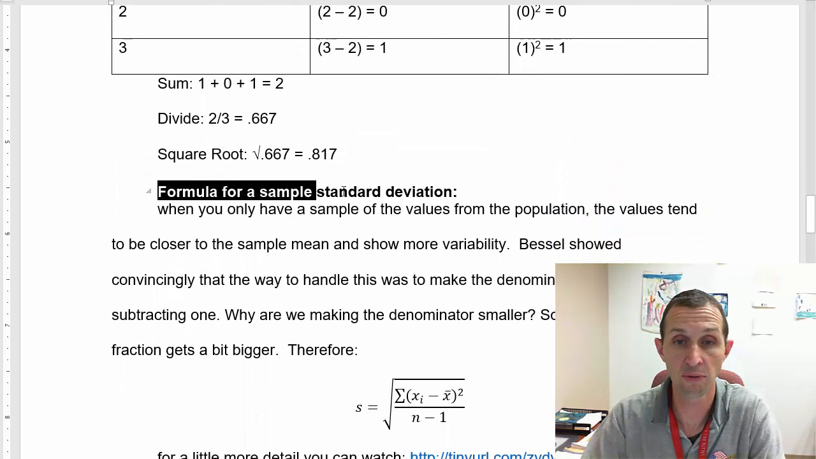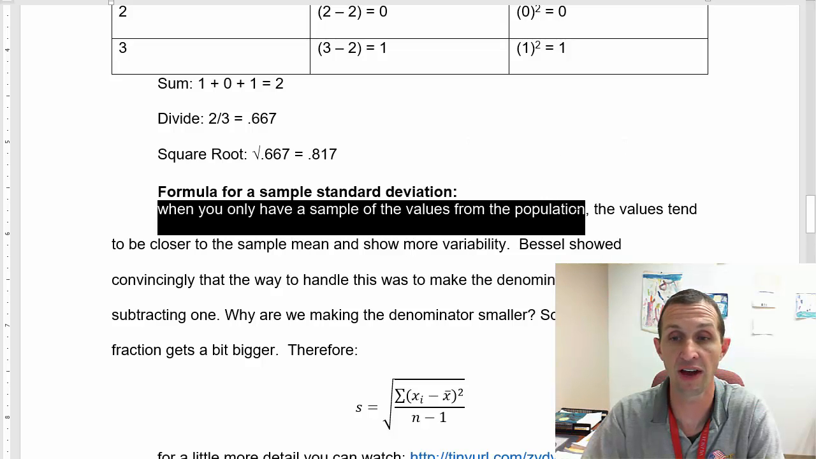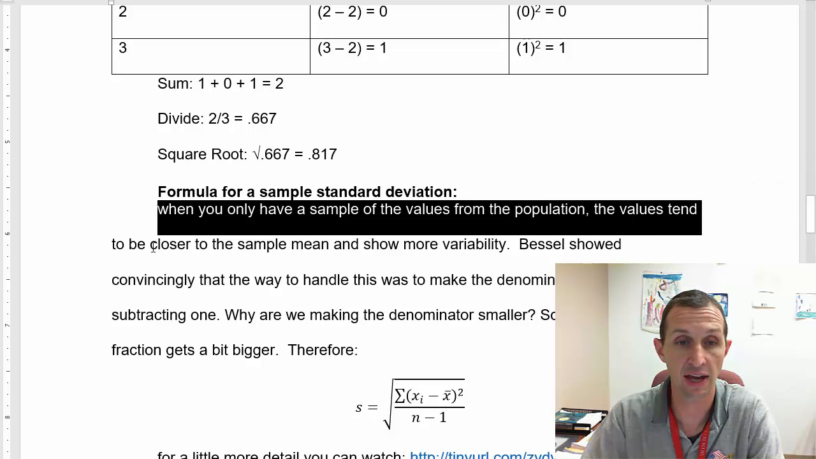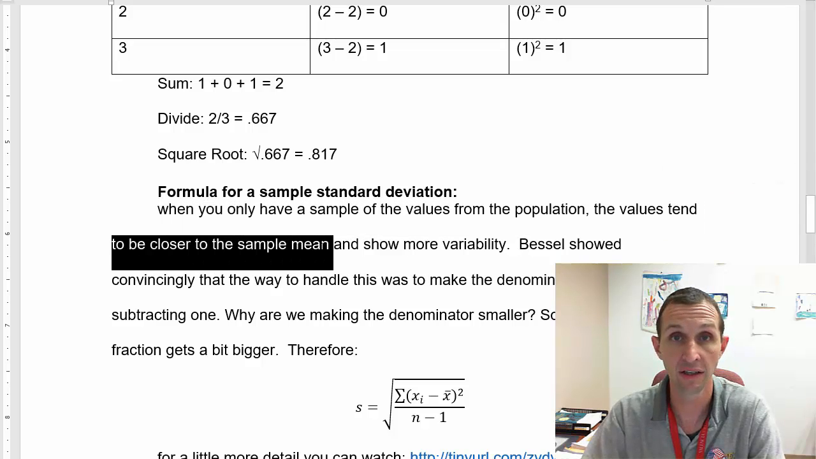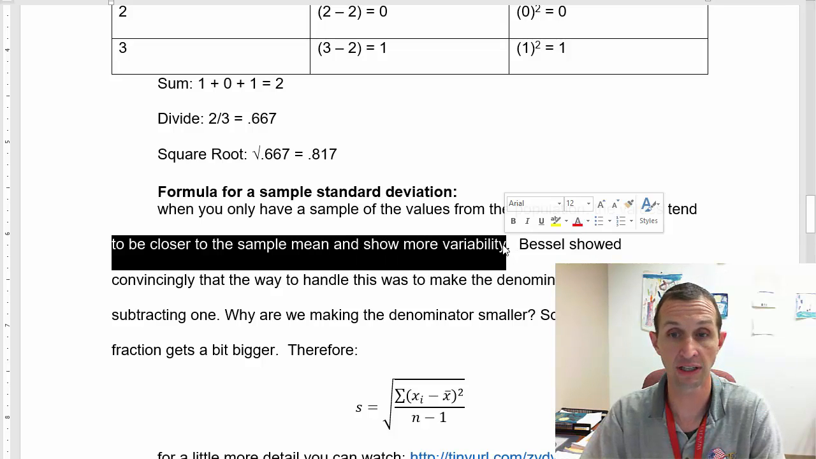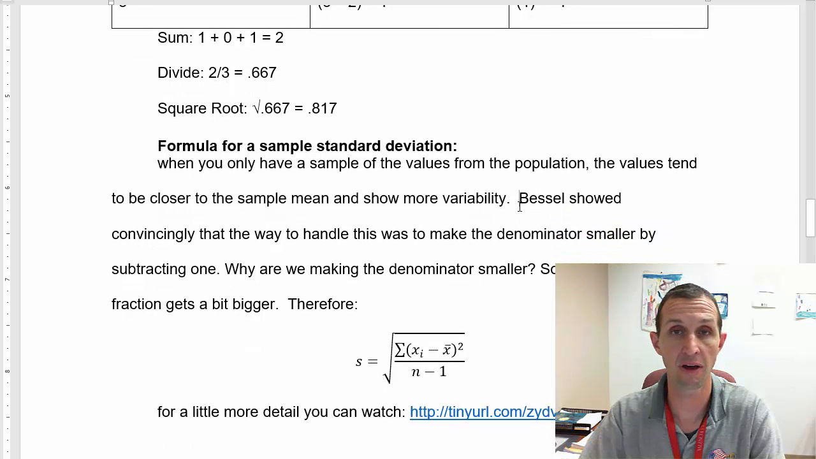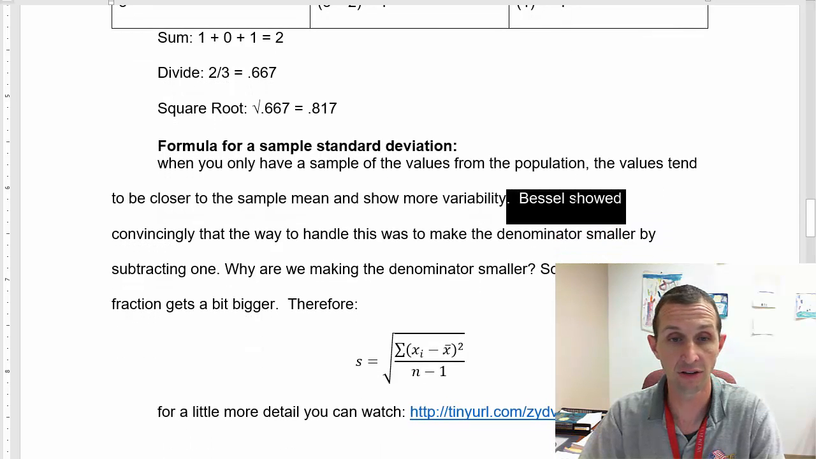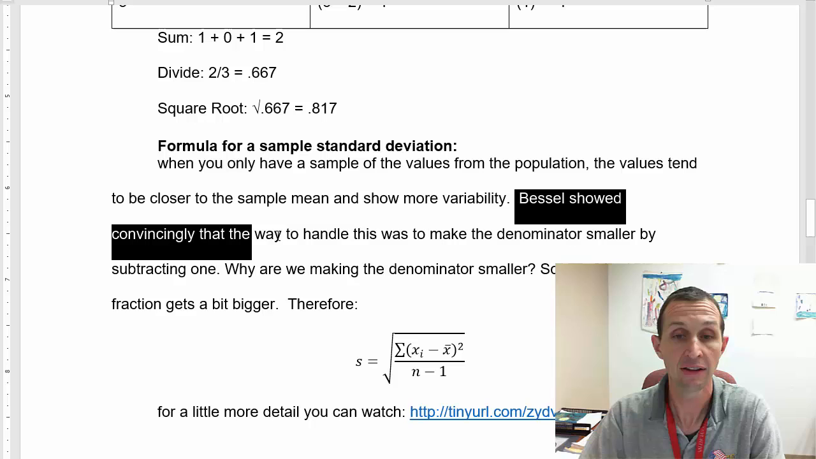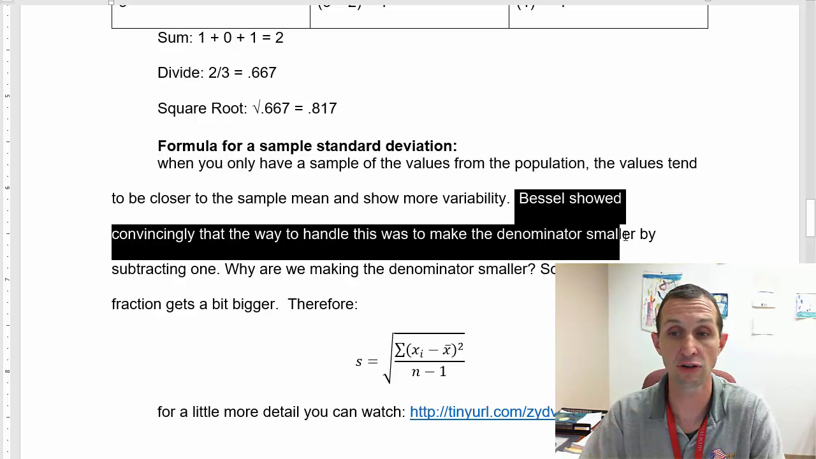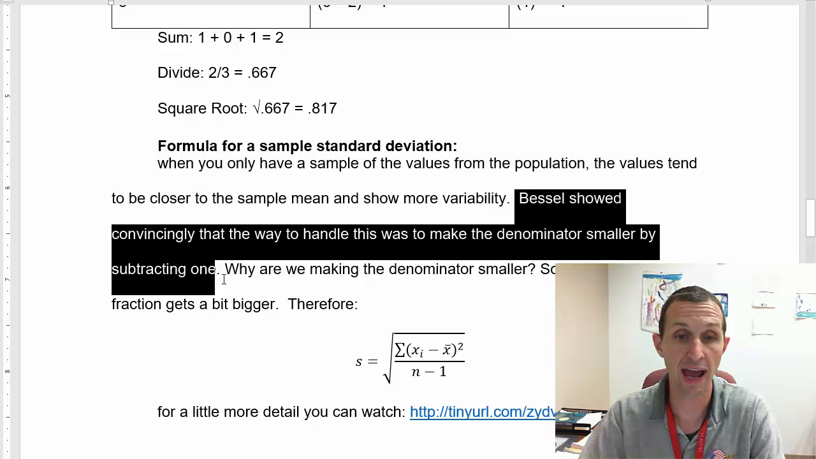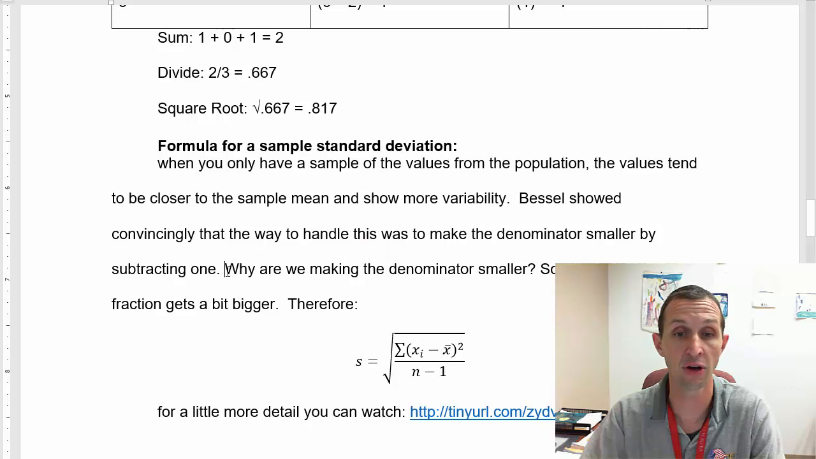Okay? But the formula for the sample standard deviation, when you only have a sample of values from the population, the values actually tend to be closer to the sample mean than the actual population mean, and they show more variability. So this is a little bit of a mess. And so Bessel, wow, he did some really cool stuff and showed very convincingly that the way to handle this was to make the denominator smaller by subtracting 1. And very specifically 1, not some other number.